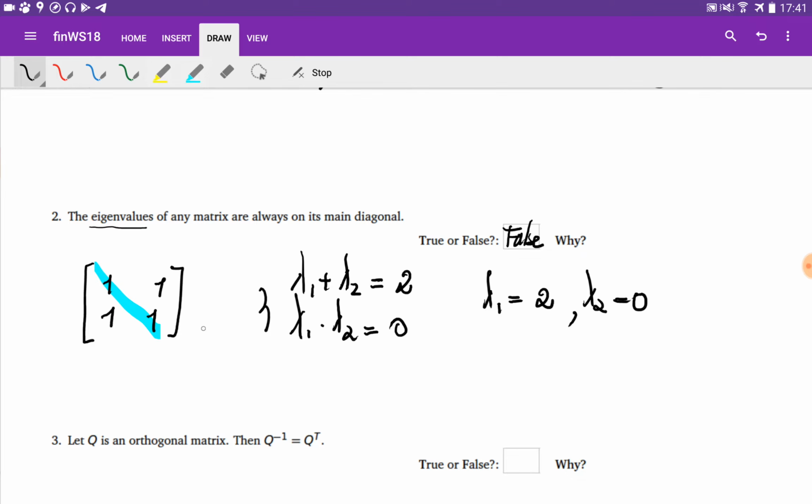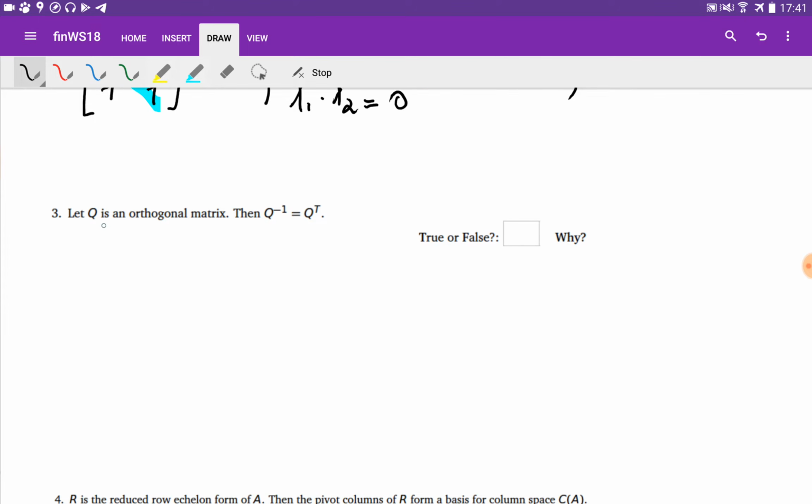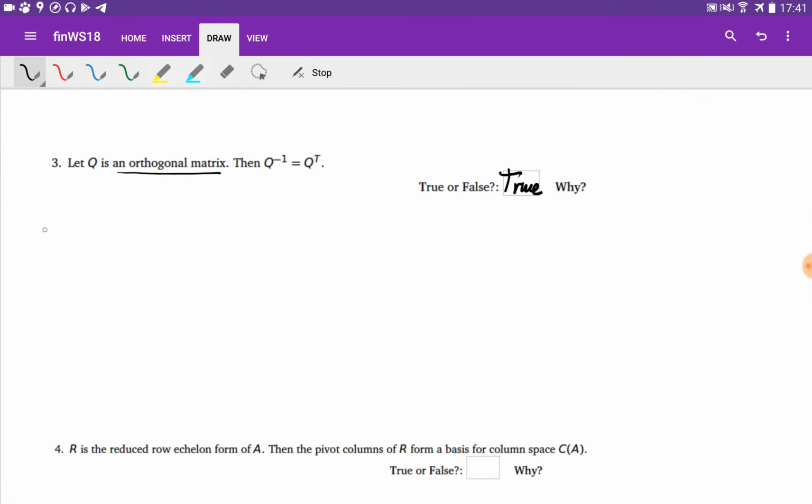So you see, in order to show that the statement is false, it is just enough to give one counterexample. So the Q is orthogonal. It means that the inverse of the Q is simply transpose, which is true. We can show this, for example, for the 2 by 2 matrix.